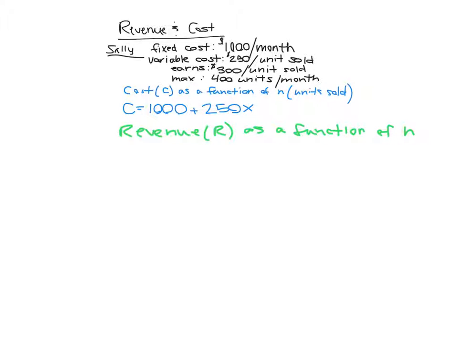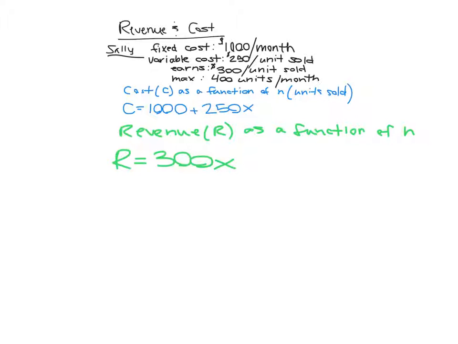So our cost has nothing to do with our revenue anymore. Revenue is everything that she earns, the money that she gets from every purchase. So we know that she earns $300. So all our revenue is 300x, which makes total sense because it's per unit sold again, just like our variable cost, so we have that x attached. Simple enough. Now you can graph these two functions on the same set of axes to see where they intersect. That intersection would be the break-even point.